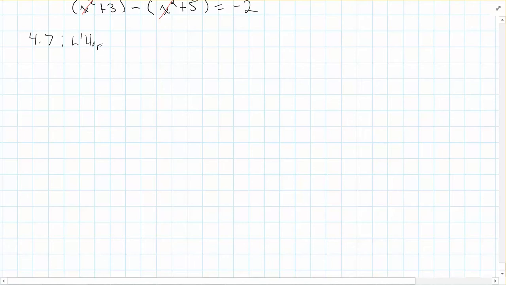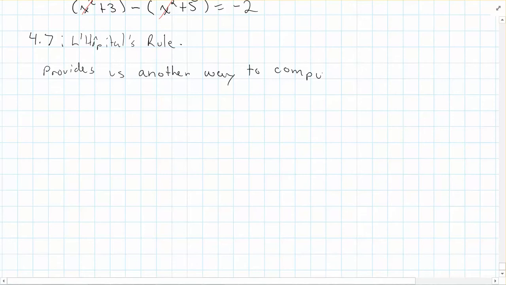L'Hopital's rule. What this does is provide us another way to compute limits. This is also going to mark the last section that's on the next exam. So this is going to be the end of the material that's going to be on exam 3.